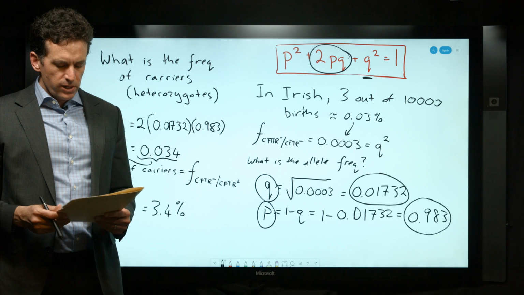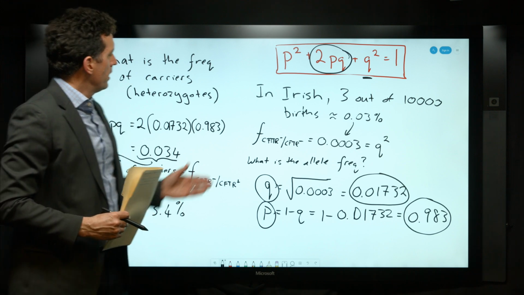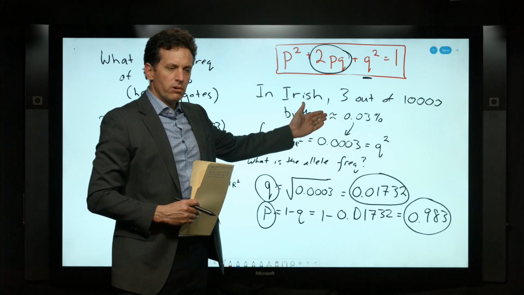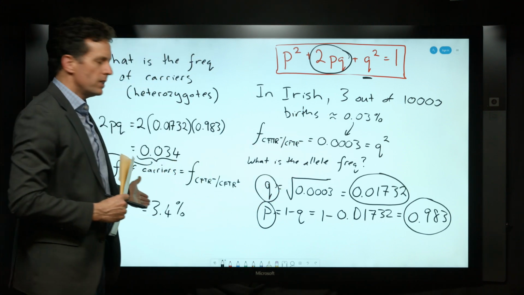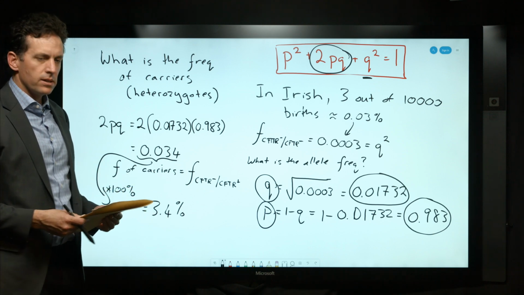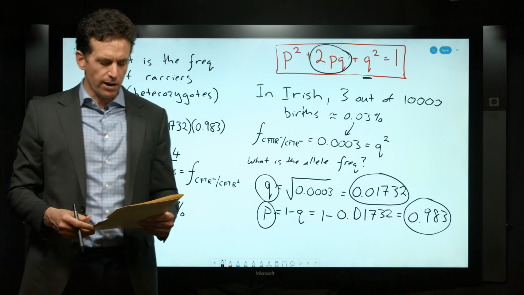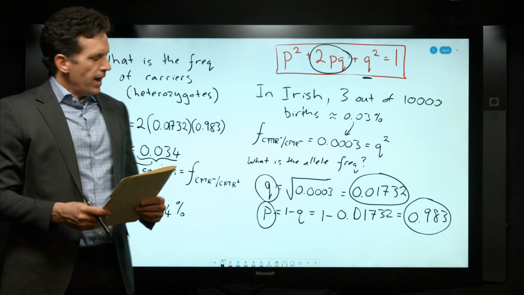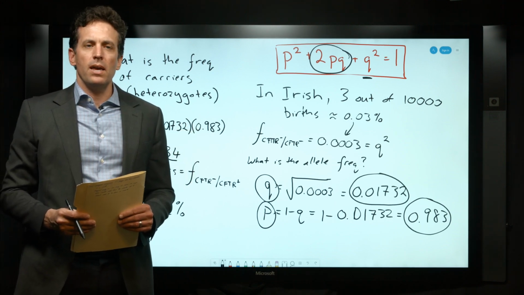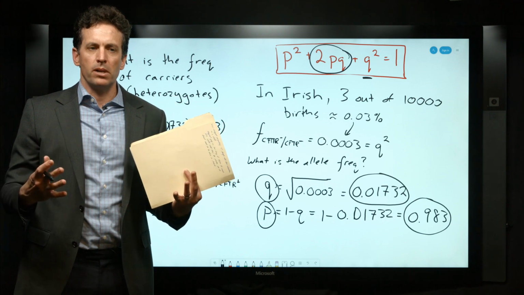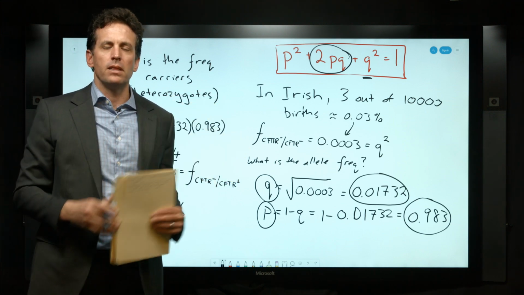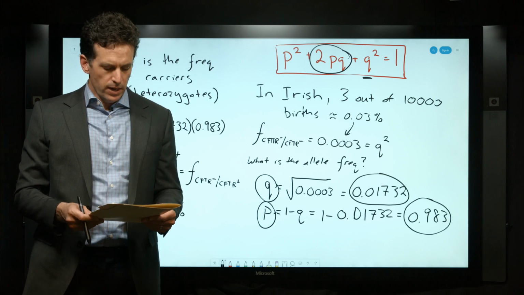And so this is an interesting illustration because the frequency of affected individuals is very low, 0.03%, but the frequency of carriers is actually very high, 3.4%. That's a large fraction of the population that are carriers of that disease. And so this illustrates the point that when an allele is rare in the population, most of those rare alleles are present in the heterozygotes.